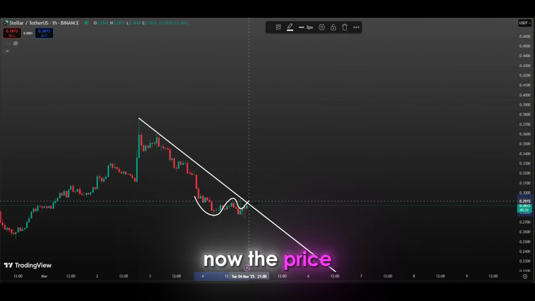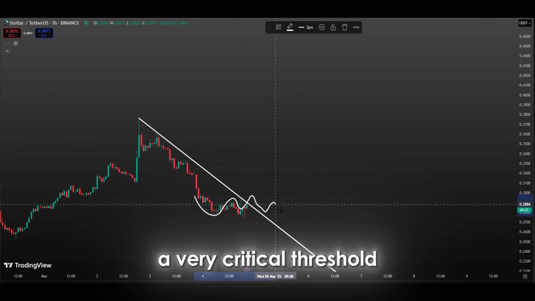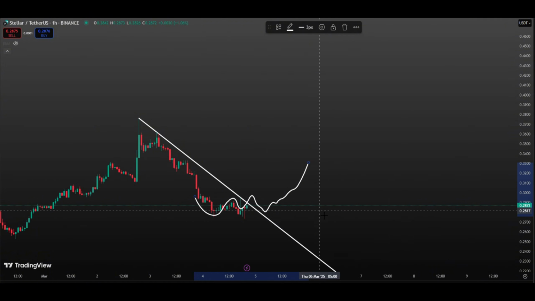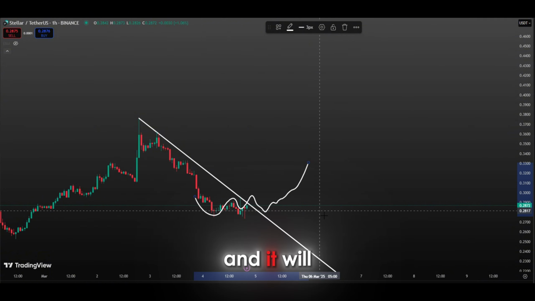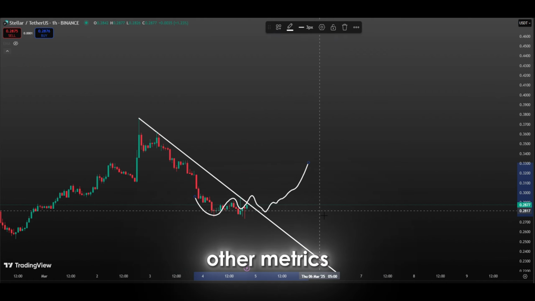Looking at it now, the price has touched this falling trend line. At this point, we are at a very critical threshold. If the price manages to break this trend line, it will enter the retest process and it will be ready to break out. But we should not be so sure because we cannot decide with one thing. Let's look at other metrics.